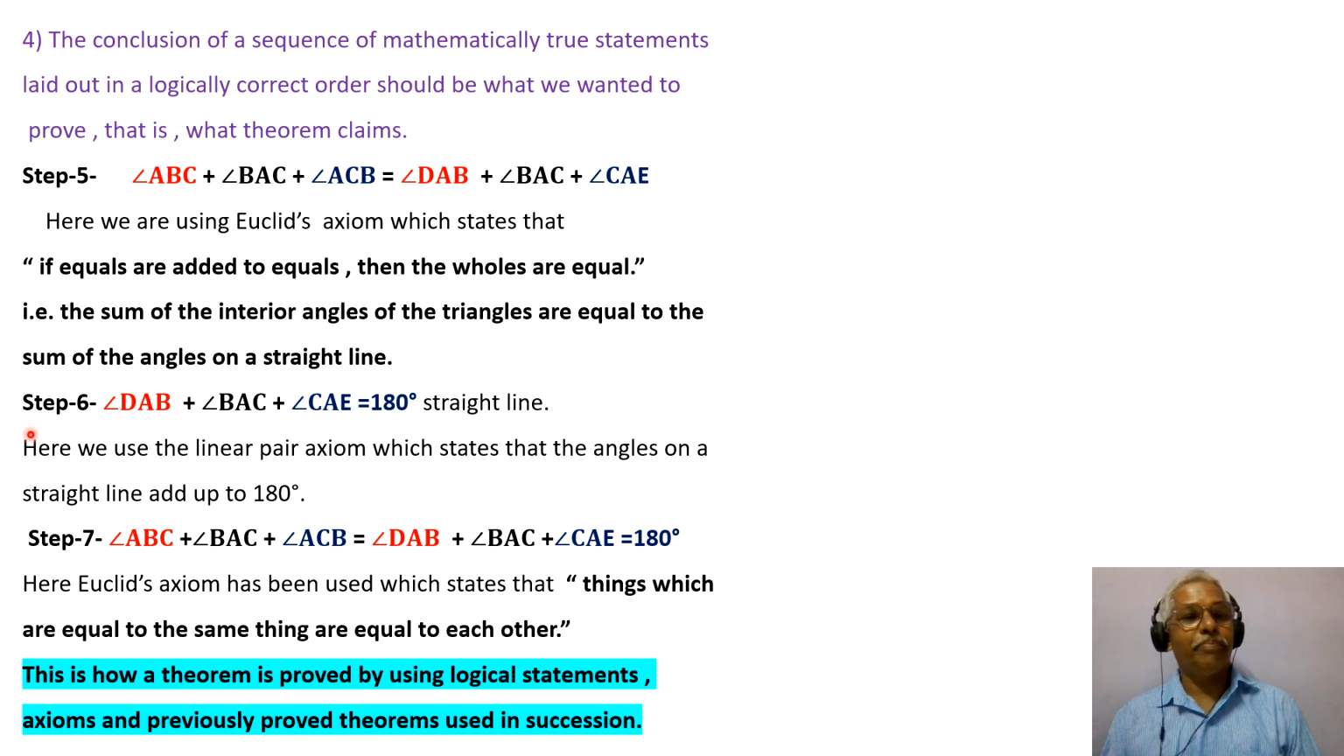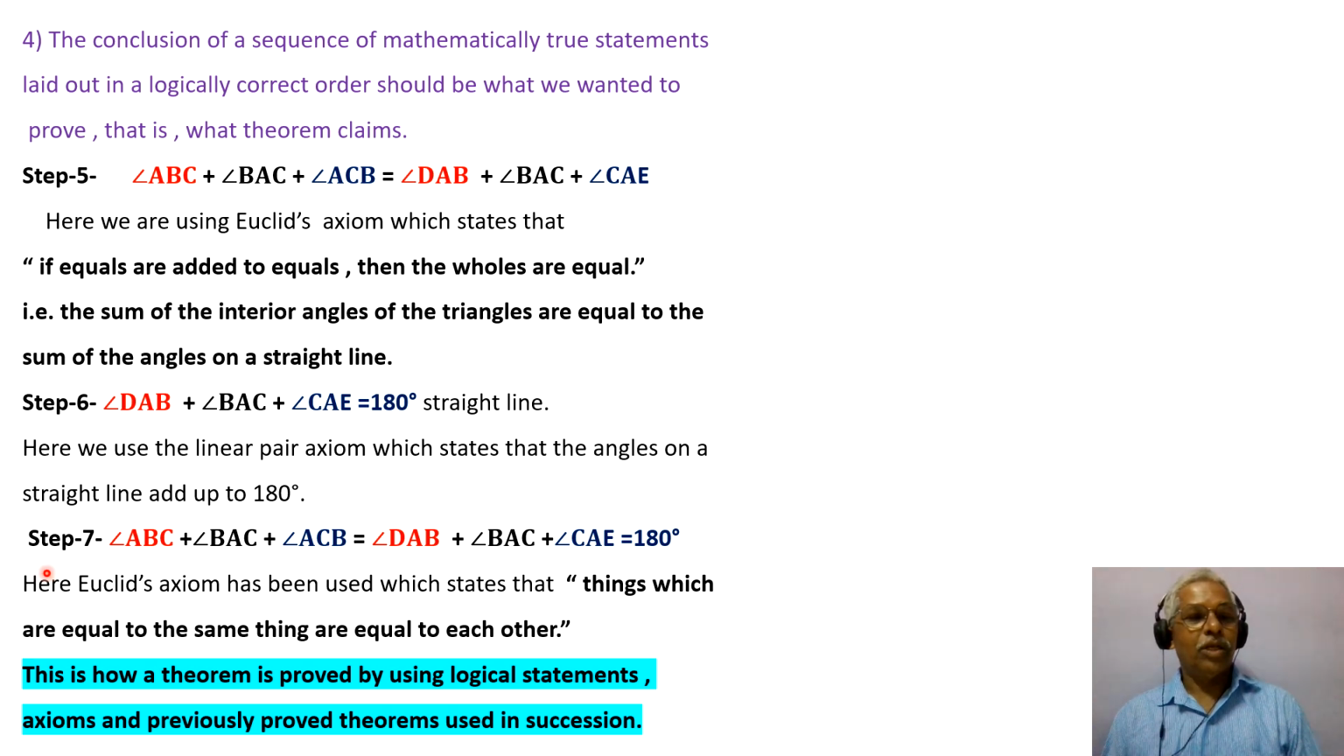Step 6. DAB, recall that triangle figure. So angle DAB plus angle BAC plus CAE is equal to 180 because it's a straight line. Here we use the linear pair axiom which states that the angles on a straight line add up to 180. So we have not just written it like that, we have solid proof or an axiom for this.